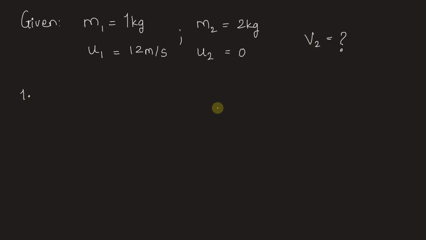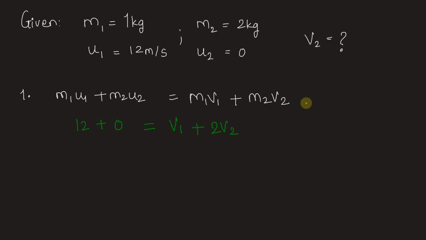Now first thing, we can equate the final momentum to the initial momentum of the system. Initial momentum of the system will be m1 u1 plus m2 u2. It will be equal to the final momentum by conservation of momentum law, that is m1 v1 plus m2 v2. Let's put the values. We have m1 as 1, u1 as 12, so 1 into 12 is 12, plus 2 into 0 gives 0, is equal to m1 is 1 kg, so it becomes v1, plus m2 is 2 kg, so it is 2v2. So we have one equation handy here, 2v2 plus v1 is equal to 12. Let this be equation 1.